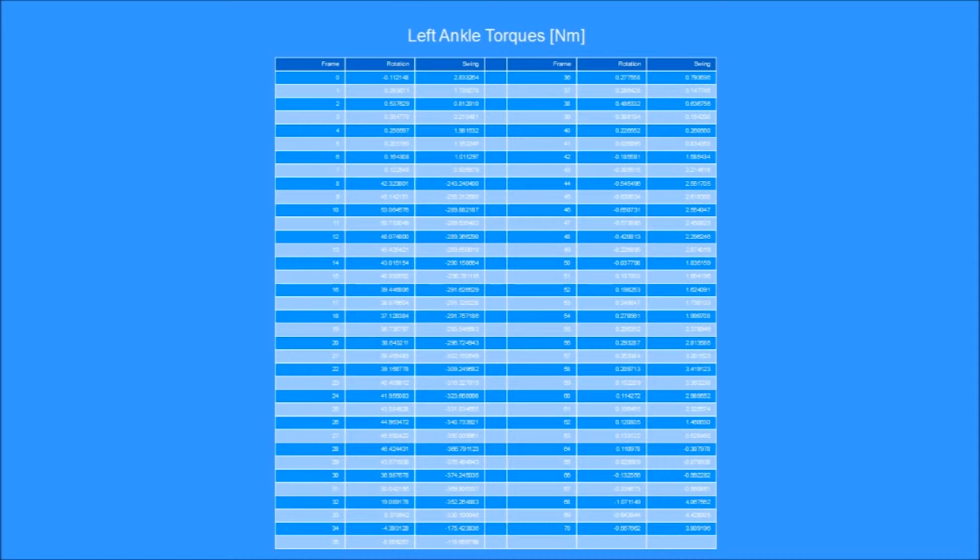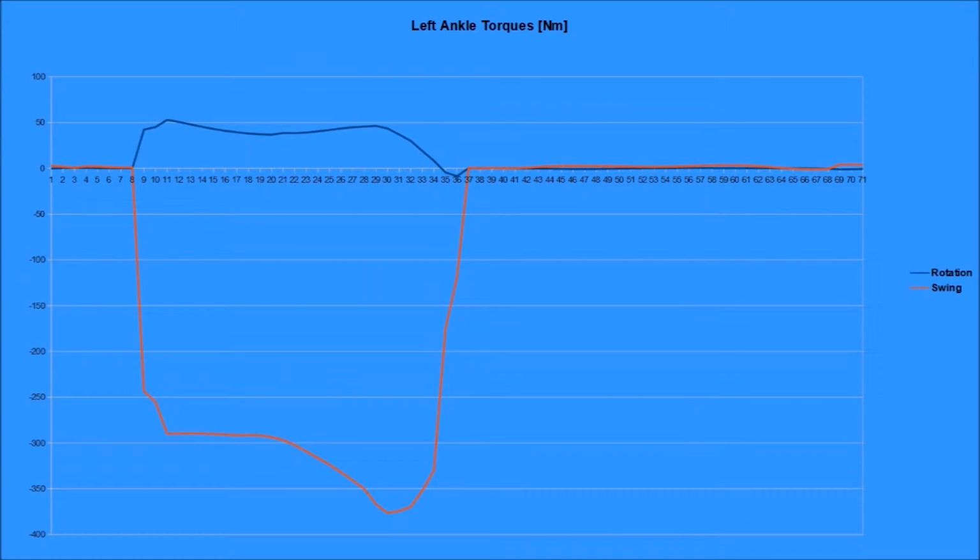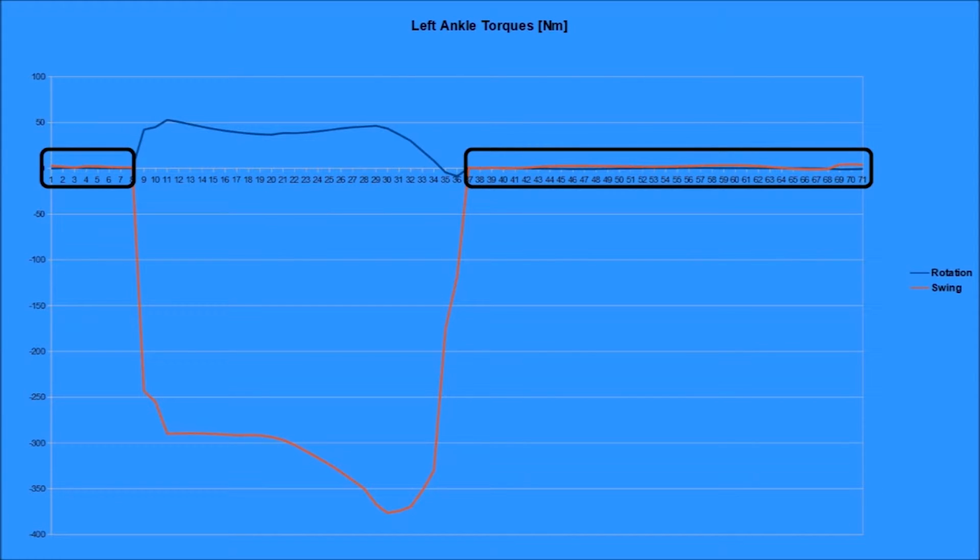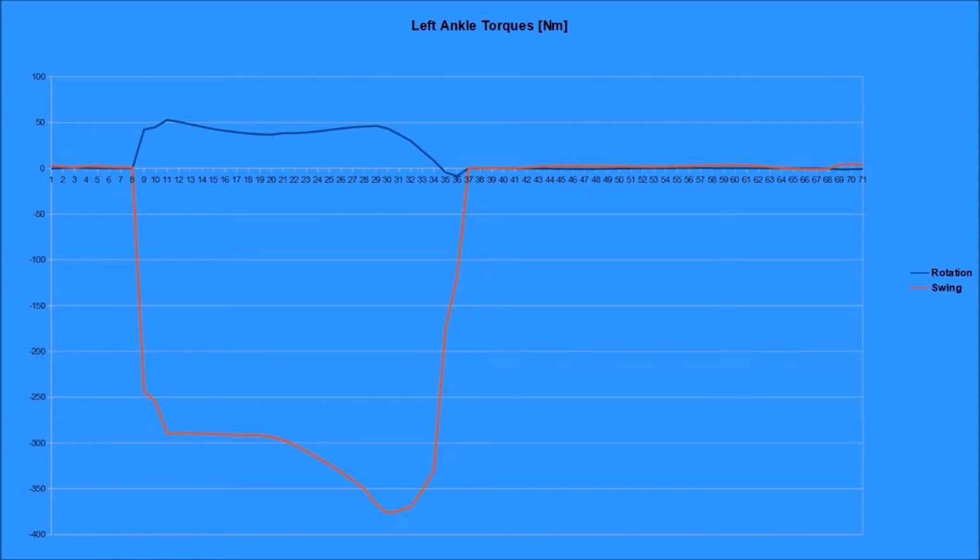The swing torque moves the toe up and down, and the rotation torque moves the toe from side to side. Torque magnitudes are small while the toe is not in contact with the ground. During contact, a large swing torque applies force down at the toe to support the character's weight, and the rotation torque applies a lateral force to the toe.